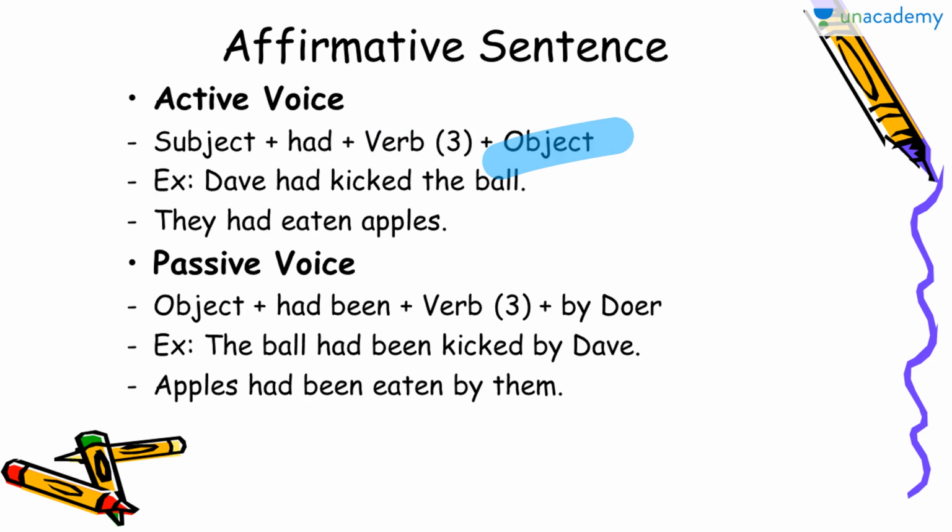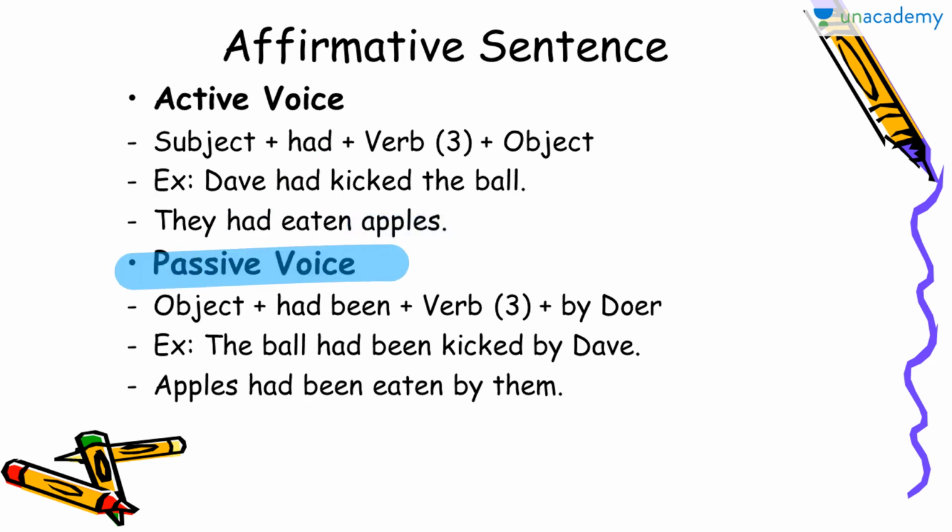For example, Dave had kicked the ball. They had eaten apples. So the one who is doing the work comes in starting. Had comes whether it's singular or plural. Then comes verb third form, and then the object on which work is done.